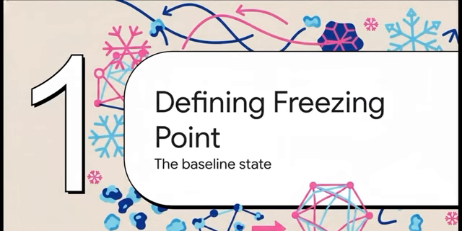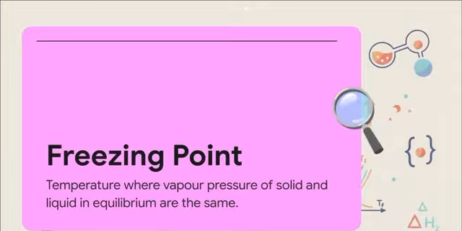Let's dive right into this with Section 1, defining the freezing point, and really understanding our baseline state. Before we can even talk about a freezing point changing, what actually is a freezing point in the strict language of physical chemistry? Well, the freezing point is the temperature at which the vapor pressure of the solid and the liquid are exactly the same, meaning they are in perfect equilibrium.